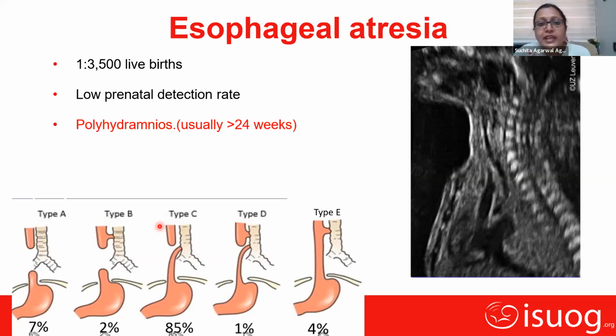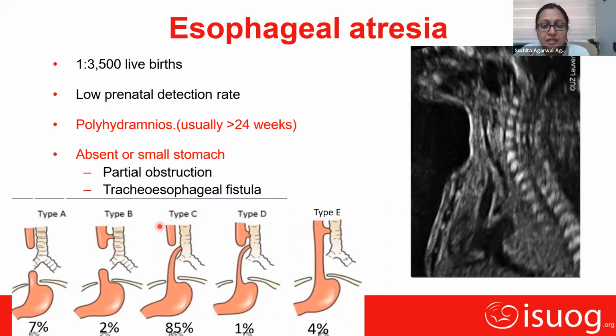The two things which we have to remember in esophageal atresia: one is the polyhydramnios, and one is again the absent or small stomach. So if you don't find the stomach in the thorax and there is a persistently absent or small stomach in the presence of polyhydramnios, then we should think in line of esophageal atresia.